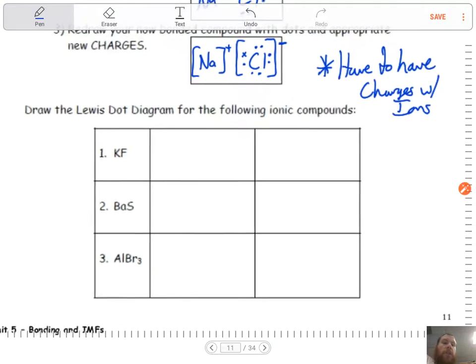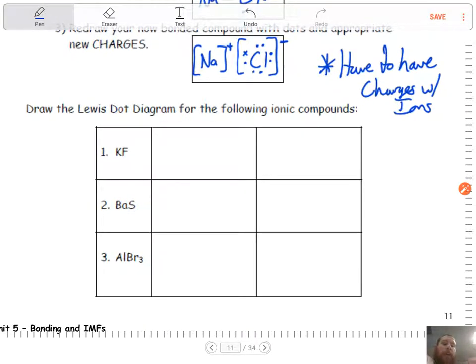So I want you guys to go through, pause the video now, and try your best at showing this. This is what I was saying. You'll draw the separate ones in this column, and then you'll draw the final product over here. So pause the video, and then check and see how you're supposed to do it.